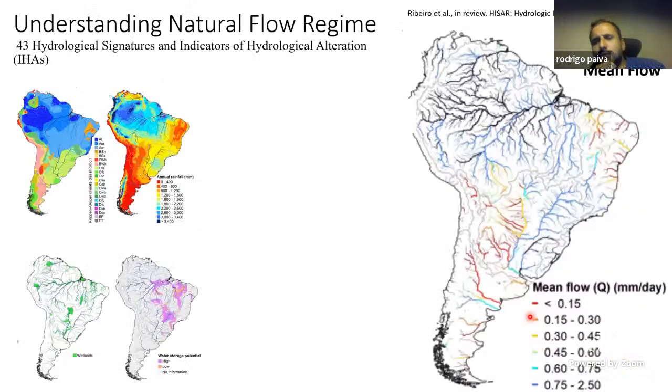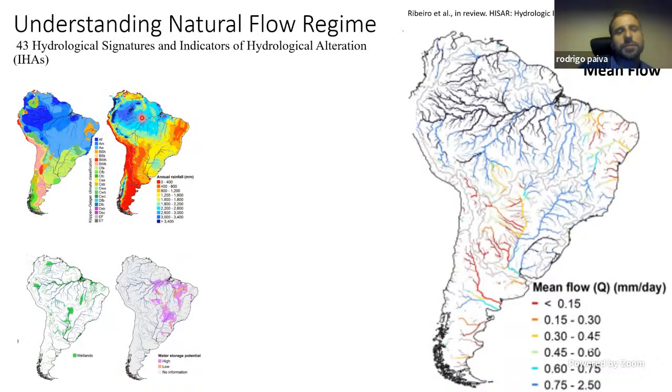We could also use these results to build a picture and understand the natural hydrological regimes of the different rivers. So this is the work from Larissa Ribeiro that Pablo mentioned when we were chatting prior to this presentation. What Larissa did was to take the time series of all these rivers and calculate several hydrological signatures and indicators. So now we can compare, for example, different characteristics of the region.